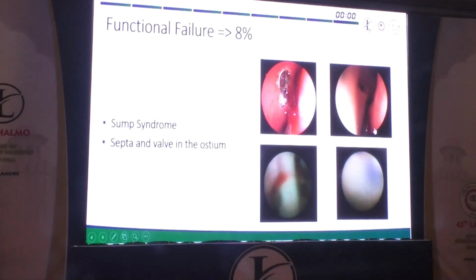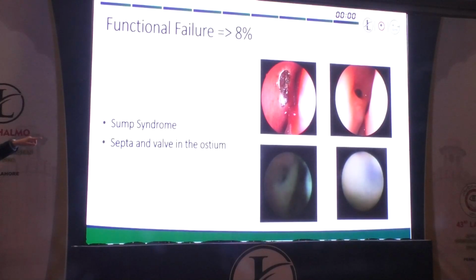Also, there was 8% of functional failure in these cases, which means they were patent on irrigation, but they were still tearing and had a delayed dye disappearance test. As you can see here on this one, when you are using only the laser and not using any mechanical instruments, the ostium you get is wide superiorly, but gets narrower inferiorly. And this heals up very fast, and eventually it ends up with an ostium located superiorly, and you have a sac underneath that still keeps mucus and tears and causes inflammation and tearing. So this is the sump syndrome.